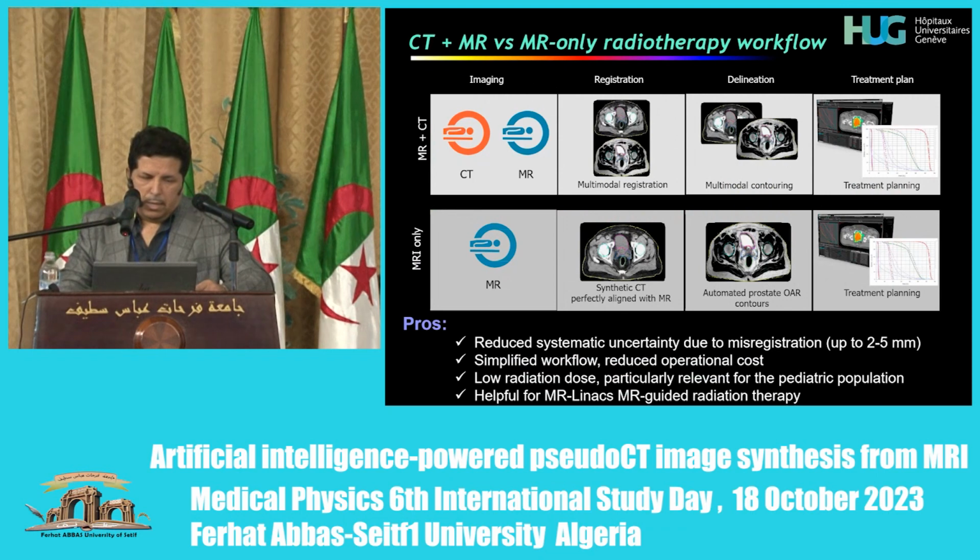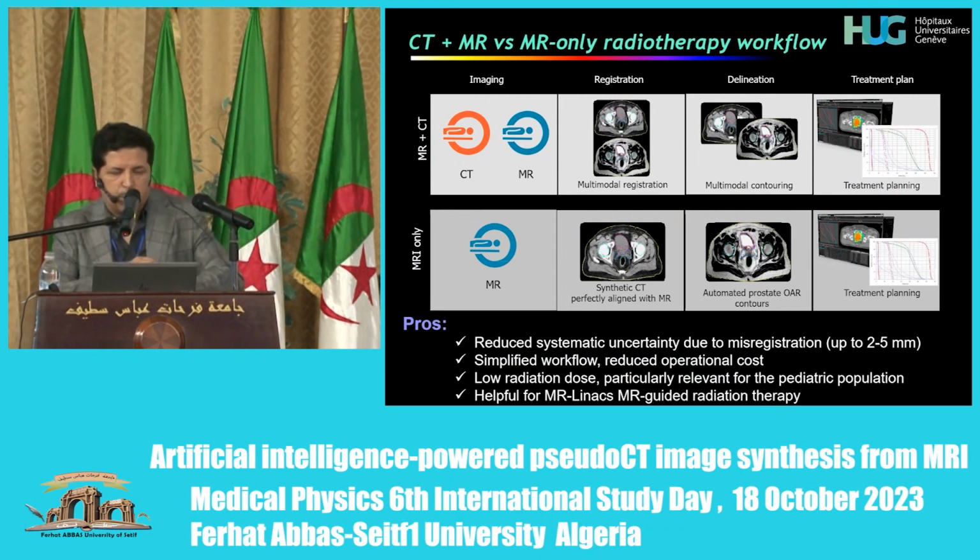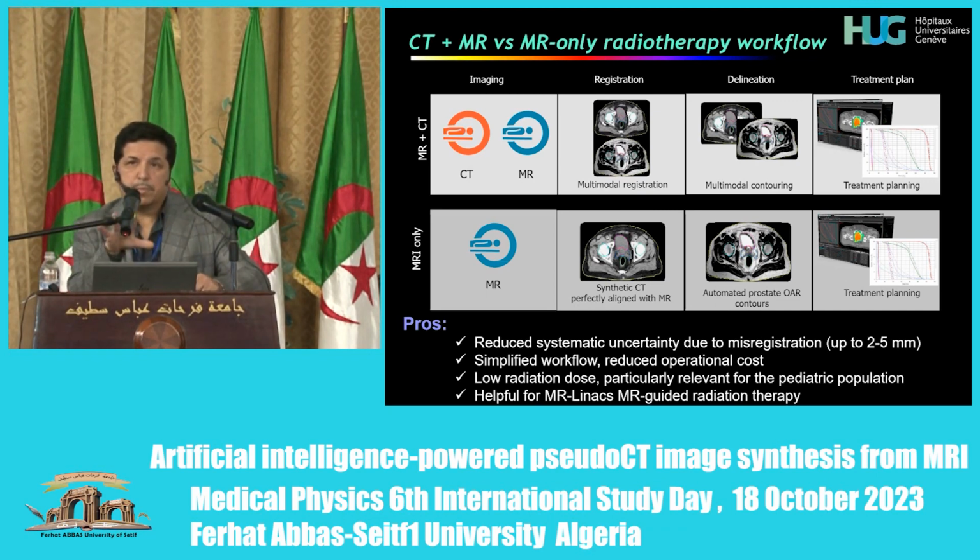This is the typical workflow that we face for CT plus MR. We acquire the CT, we acquire the MR, and then we face this major problem which requires the co-registration between the MRI and the CT. Then we proceed to the delineation of the regions of interest, the treatment volumes, and also the organs of interest, and then we proceed to the dose calculation.